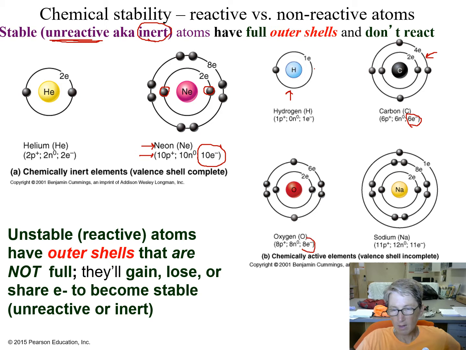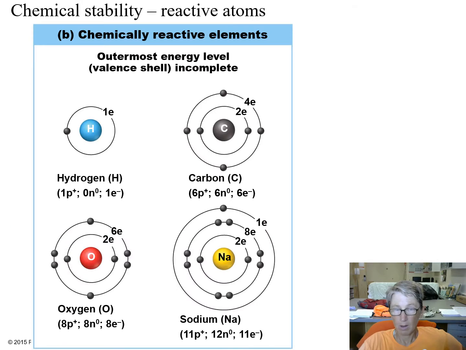Oxygen has 8 electrons. It puts 2 in the first shell, 6 electrons in the outer shell. It needs 2 more electrons to be stable. So oxygen is chemically active, aka chemically reactive. And then sodium, check it out. It's got 11 electrons it's got to put away. So it puts away 2 in the first, 8 in the second shell. That's a total of 10 electrons put away. And then it's got its 11th electron out here in the third shell. And the third shell can hold up to 8 electrons, and it's only got 1 in it. So sodium is a reactive atom or element.